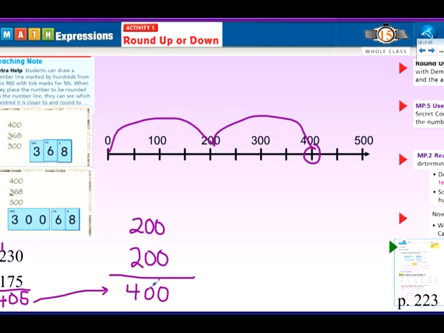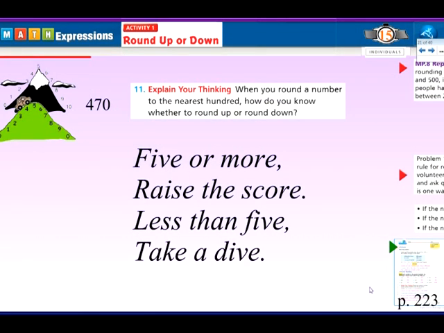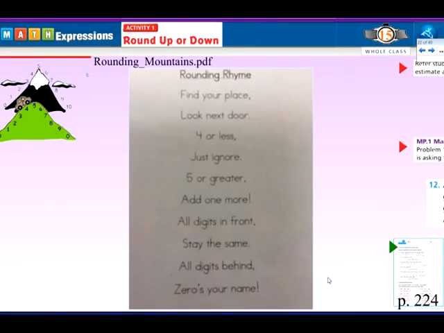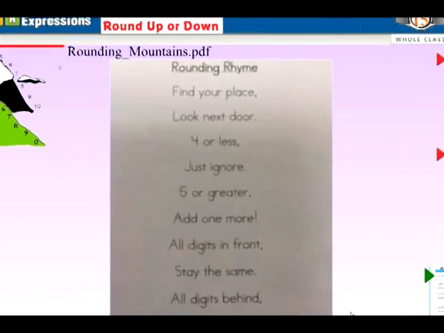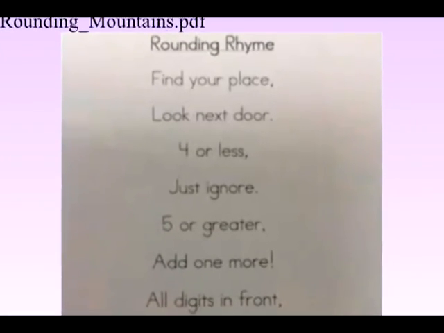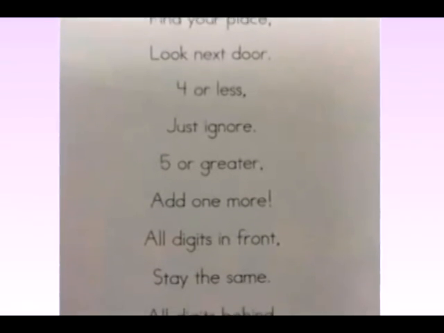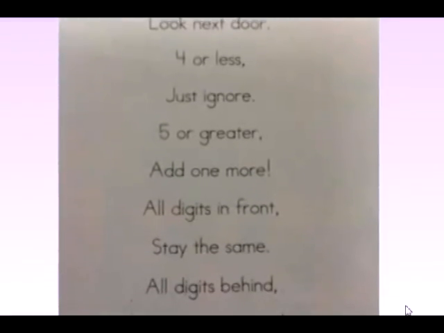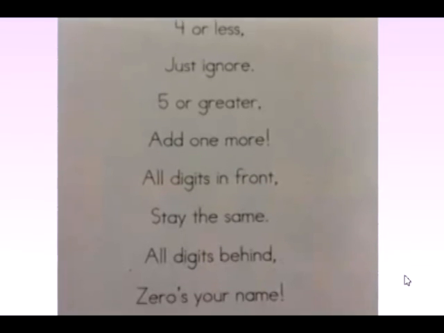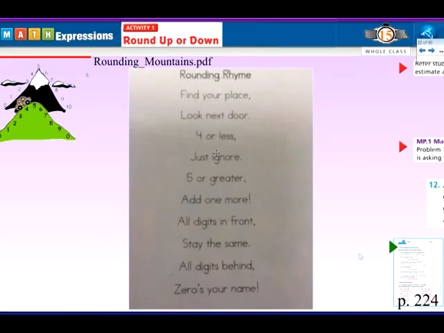Estimate means about. And there's one other thing I want to show you, some poems that I've learned over the years. 5 or more, raise the score. Less than 5, take a dive. Here's another one. Find your place, look next door. 4 or less, just ignore. 5 or greater, add one more. All digits in front, stay the same. All digits behind, zero's your name. Couple poems that I like to present to you as we look at rounding and estimating.